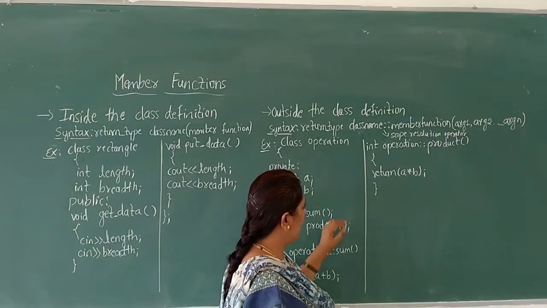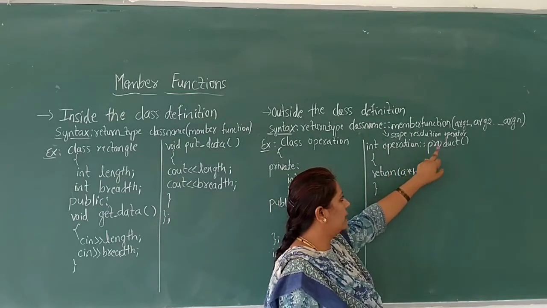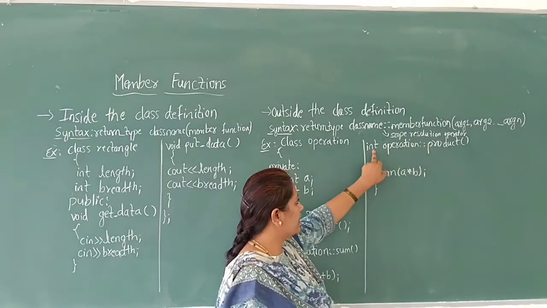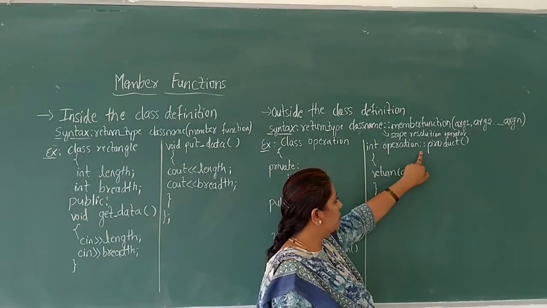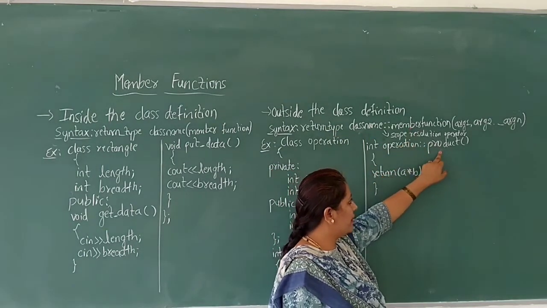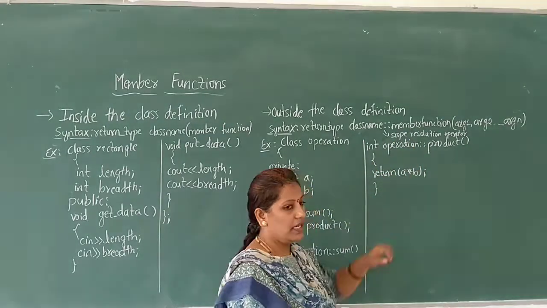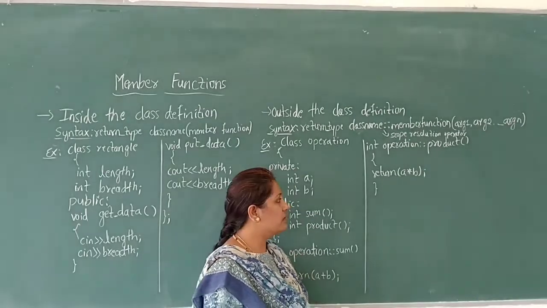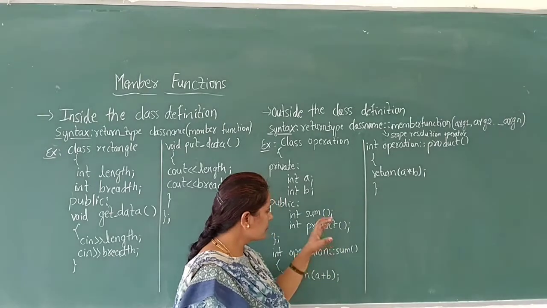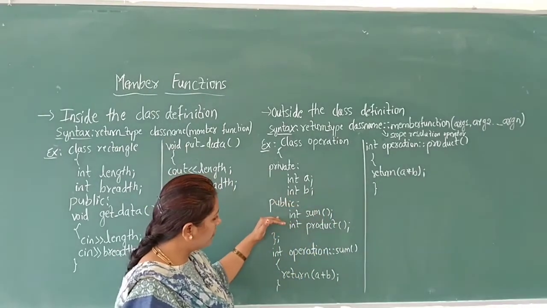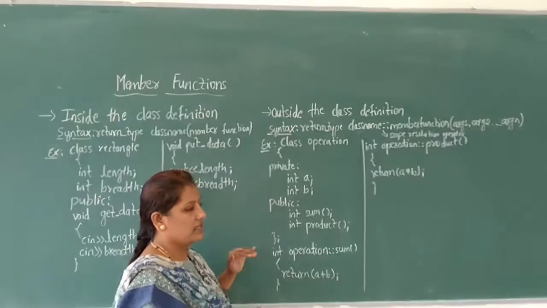the product member function is defined. Int Operation scope resolution operator product. Int represents the return type, Operation represents the class name, scope resolution operator, the member function is product. And return a into b, this statement multiplies the two values a and b and generates the product value. This is how we define member functions outside the class.